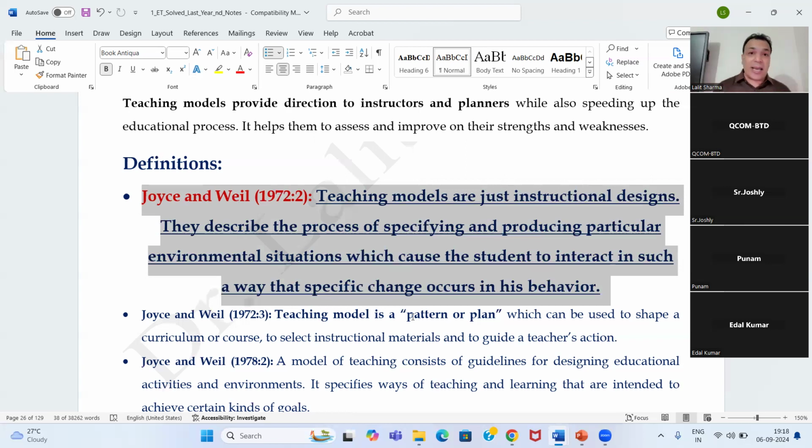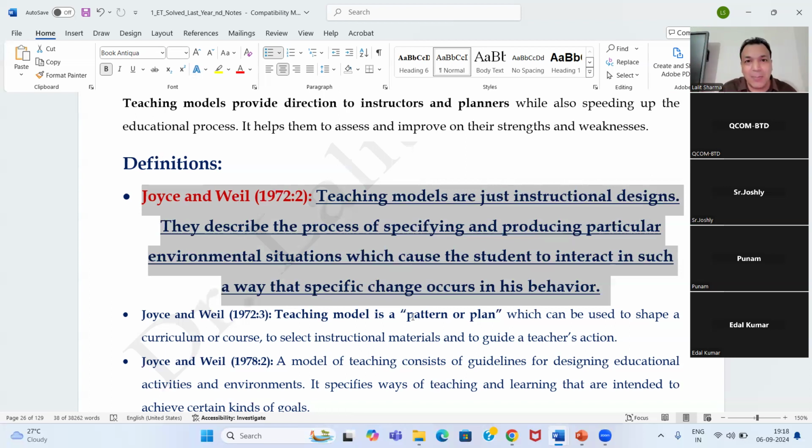Already many times I have told you, the student is never weak. Even Joyce and Weil have also proved it. We are the persons who have to create a situation which causes a student to learn, right? What is teaching?